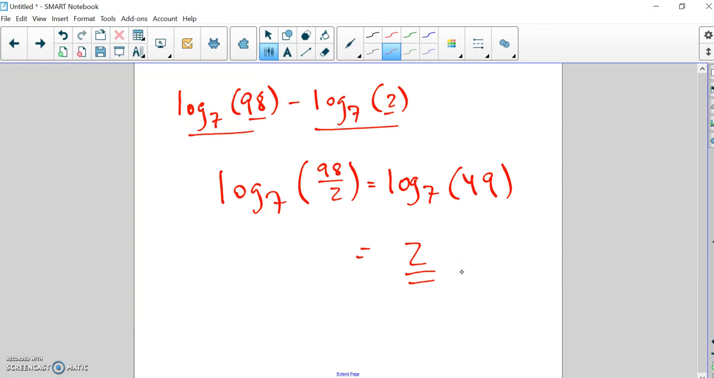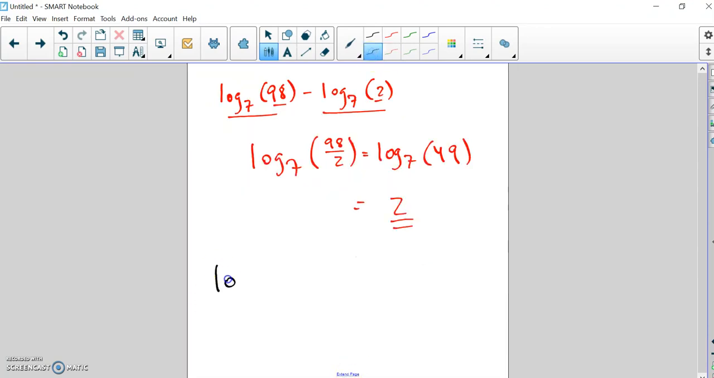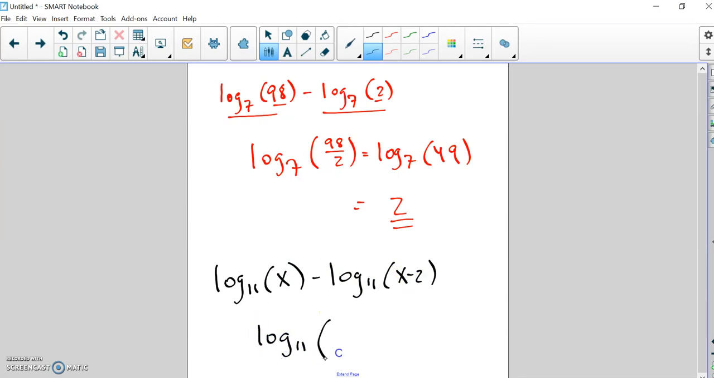Okay, so we have an idea of how we can use this property to help us evaluate things, and just like the product property, this would also work with variables. So if you had something like log base 11 of x minus log base 11 of x minus 2, this could be combined into the same logarithm as log base 11 of x divided by x minus 2. Okay? So we have the product property and the quotient property. They both involve logs of the same base. If they're being added together, we can throw them into the same logarithm as a product. And if they're being subtracted, we can throw them into the same logarithm as a quotient.